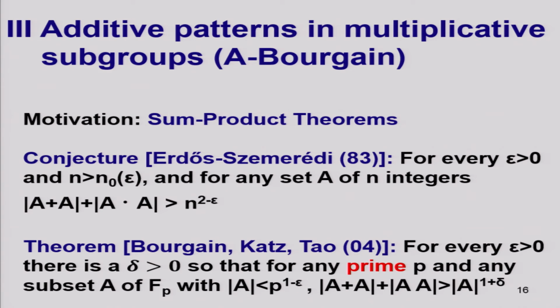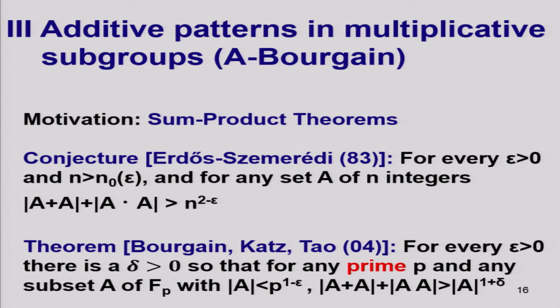And the following is true: for every positive epsilon, there is some positive delta, so that for any prime p and any subset A of the finite field with p elements, which is at most p to the 1 minus epsilon, right? So we have to limit it because, of course, the number of sums and the number of products will never be more than the whole field. Then the sums or the products grow significantly. So there are at least |A| to the 1 plus delta, either the number of sums or the number of products.